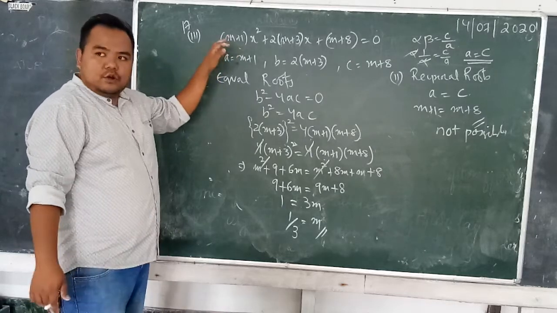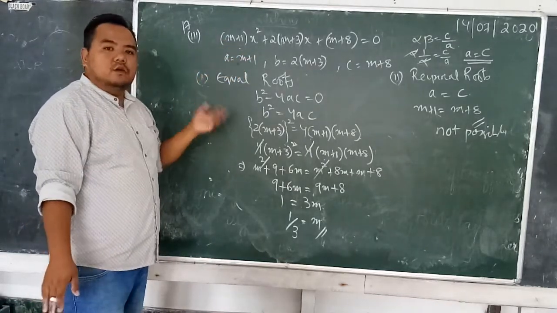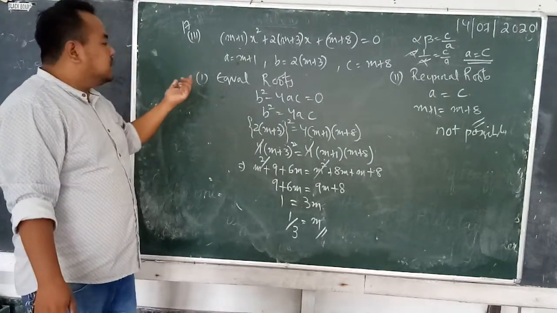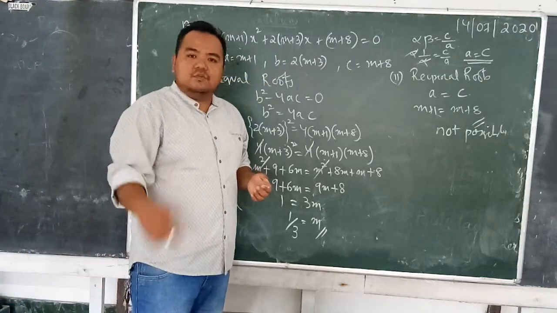A quadratic equation will be given. You need to find the value of the unknown using the conditions. The first condition is equal roots: b square minus 4ac equal to 0. The second condition is reciprocal roots: A equal to C.